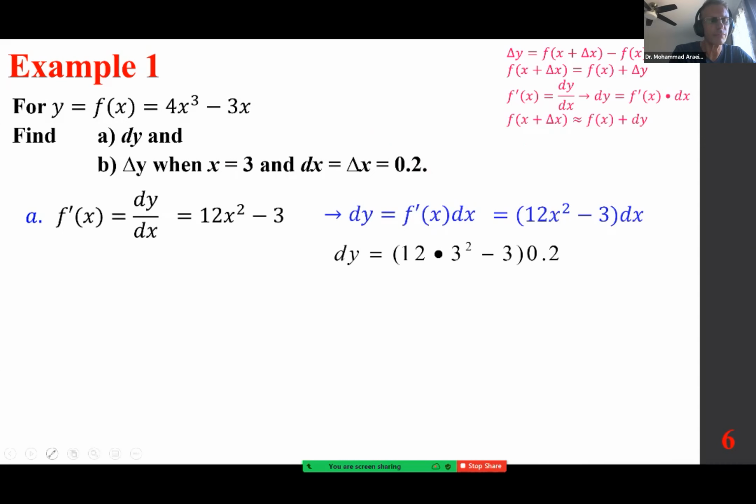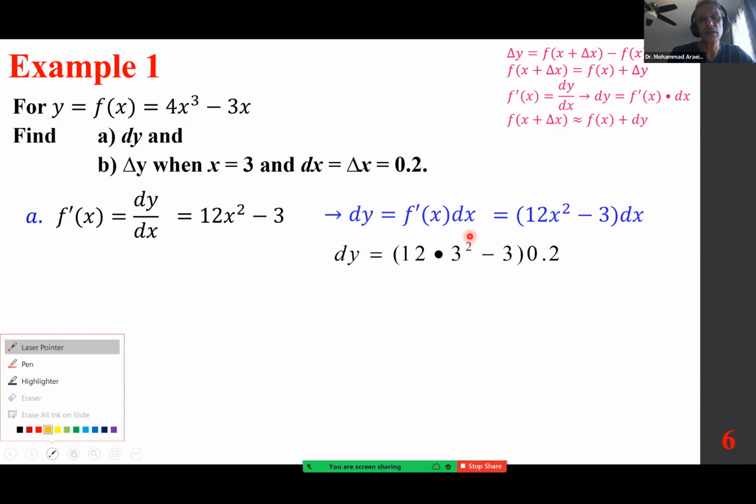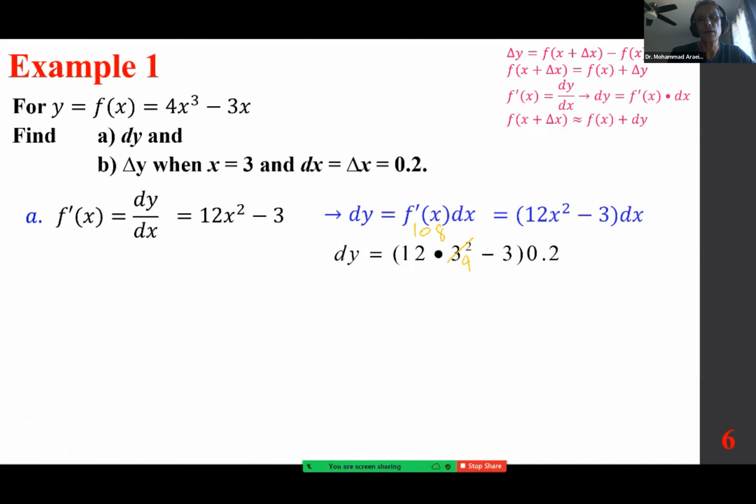Of course, you can evaluate it. This is 9 times 12 is 108 minus 3 is 105 times 0.2 is 21. It's a simple calculation.